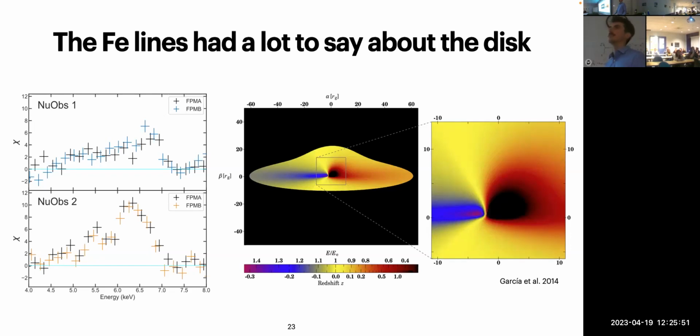The resolution is not great. Yeah, it's limited depending on the resolution and things like that, but these models do a dramatically better job of describing the broadened iron line than if you were to just stick a broadened Gaussian or something like that. I think there was another question.